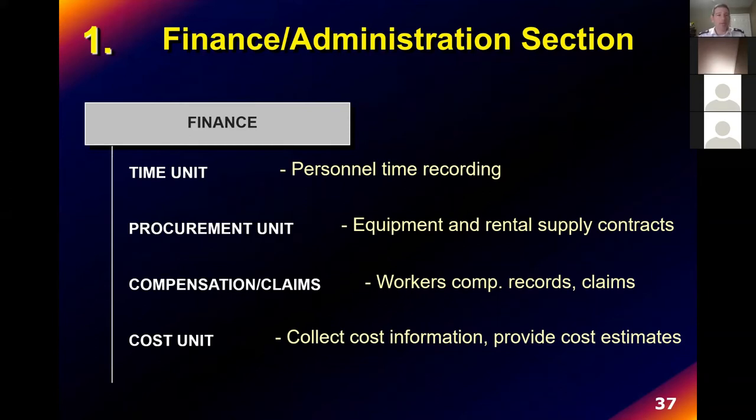But in the bigger scenes, we might end up actually appointing one, in which case you may have these different types of units established. The time unit, they're just recording personnel time. The procurement unit, they're helping with getting equipment and rental supply contracts. So they'll help with the contract side of things that logistics will be setting up. Compensation and claims: workers' compensation, records, claims, things like that. Cost unit, and they're going to collect cost information and try to provide cost estimates for anything that's proposed.